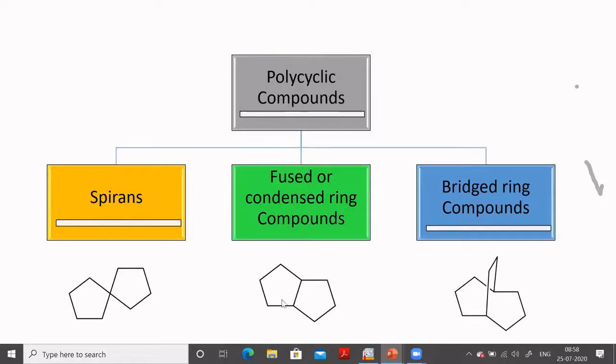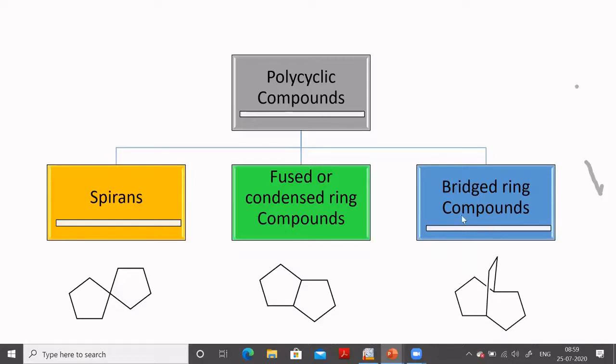Then we have the second type. These are fused or condensed ring compounds. Over here, the two rings are attached in such a way that they have two common atoms between them. And these two common atoms necessarily have to be adjacent carbon atoms.